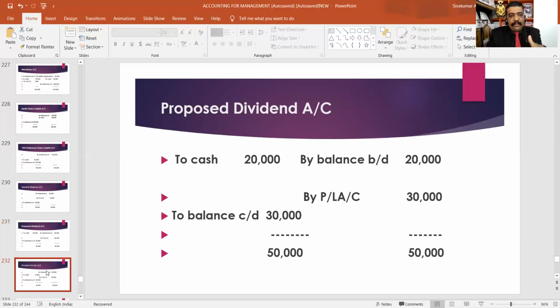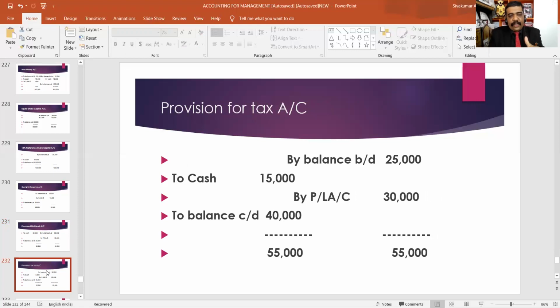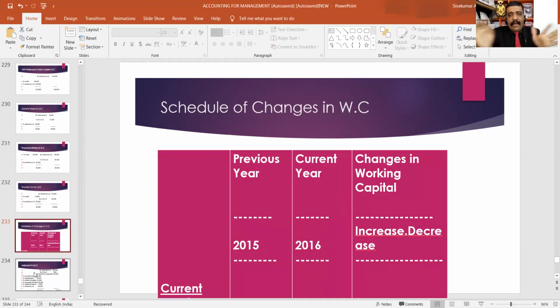Then the provision for taxation account: opening balance on the credit side, closing balance on the debit side. There's information in the question about income tax paid, that is 15,000, to be shown as tax paid on the debit side. The relevant entry is to cash 15,000. Then balance it. Then you will get by profit and loss account 30,000. Now all accounts are over.